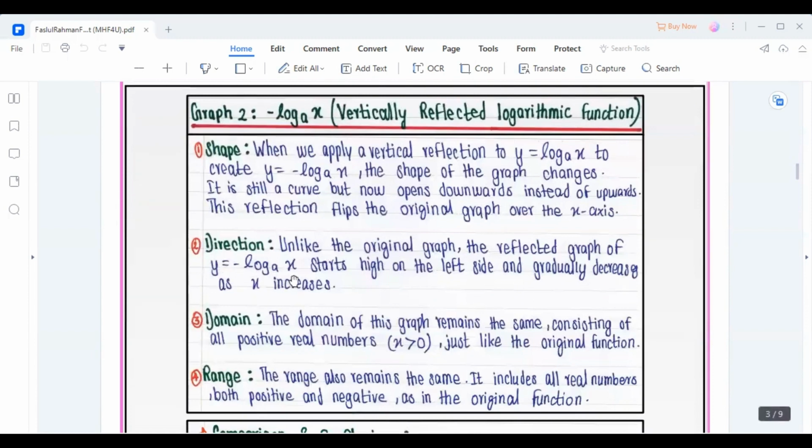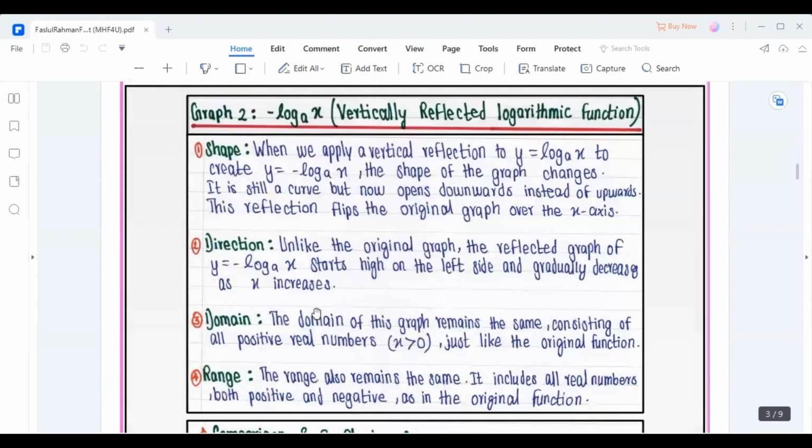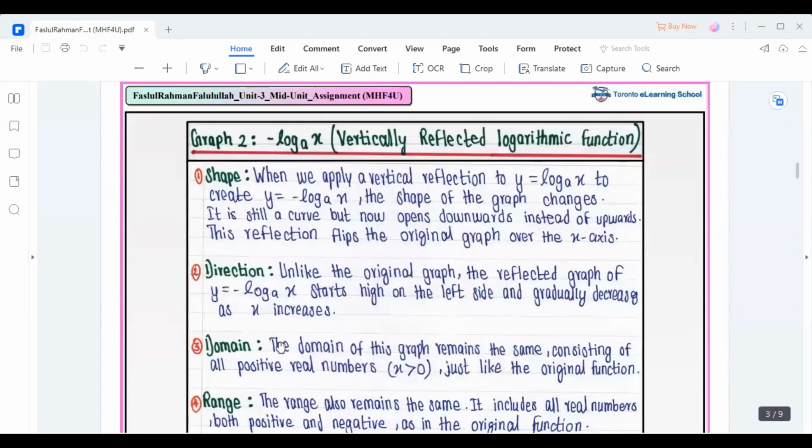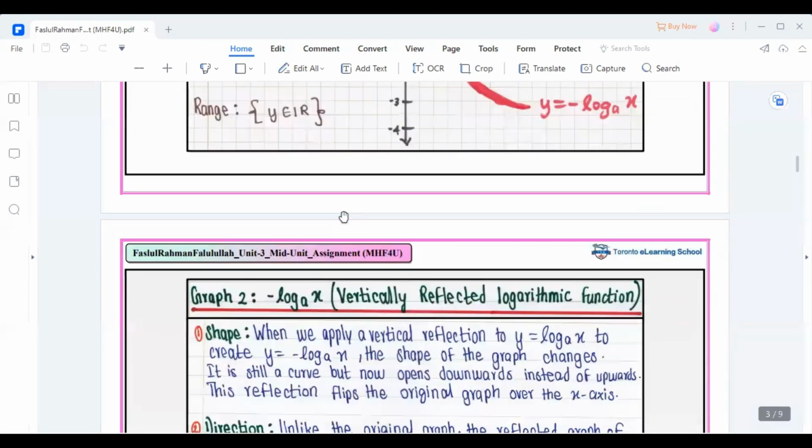Second one is the direction. Unlike the original graph, the reflected graph of y equal minus log ax starts high on the left side and gradually decreases as x increases. So here we can see. Third one is the domain. The domain of this graph remains the same, consisting of all positive real numbers, which is x is greater than 0, just like the original function. Therefore, the domain is equal to x is an element of R and x is greater than 0.